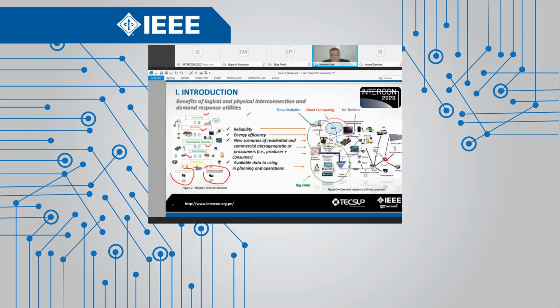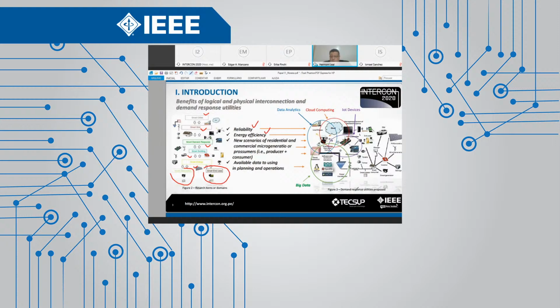What are the benefits of this? First, we have more reliability. We have energy efficiency. We can provide new scenarios of residential and commercial microgeneration and prosumers, and available data to use in planning and operation of the grid. That's right.